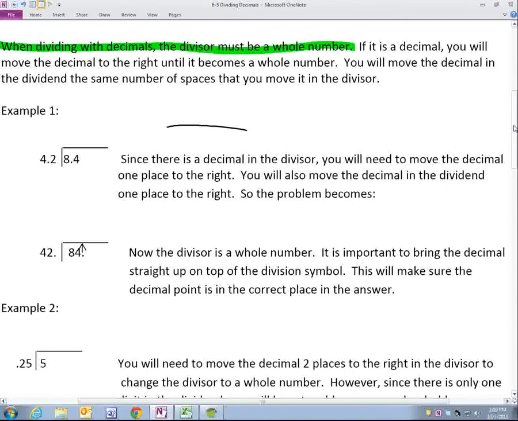So it says here, example 1. We have 8.4 divided by 4.2. As you just highlighted above that, it says you cannot have a divisor be a decimal. So what we have to do is we will need to move the decimal. You don't have to highlight that. That's just to guide you guys to where I am. I'm just guiding YouTube and whatever where I am.